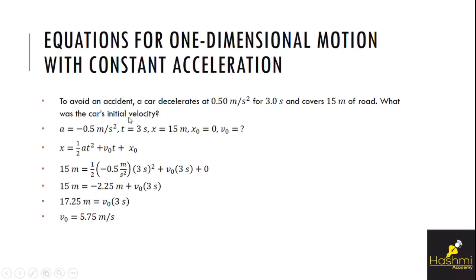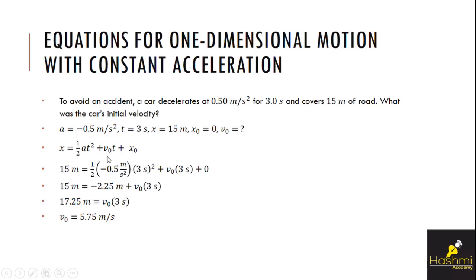To avoid an accident, a car decelerates at 0.50 meter per second square. If a car is going to decelerate, it means you have negative acceleration, your velocity is going to decrease, or your velocity and acceleration are in opposite directions. So this is your time, and it is going to cover 15 meters of the road. What was the car's initial velocity? So we have to find out the velocity, that is v naught.